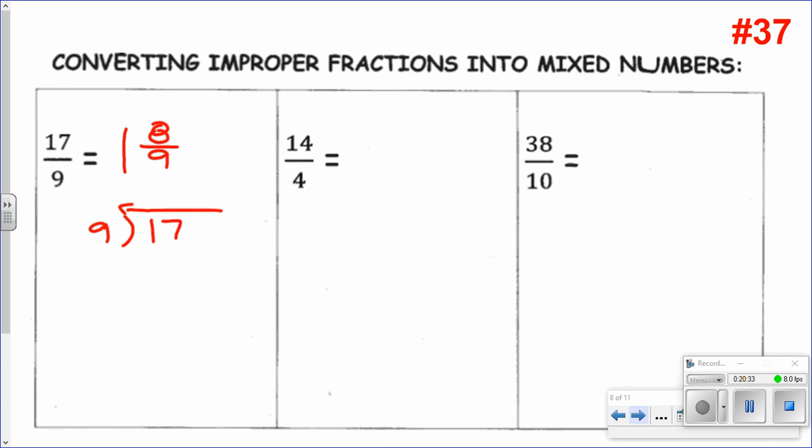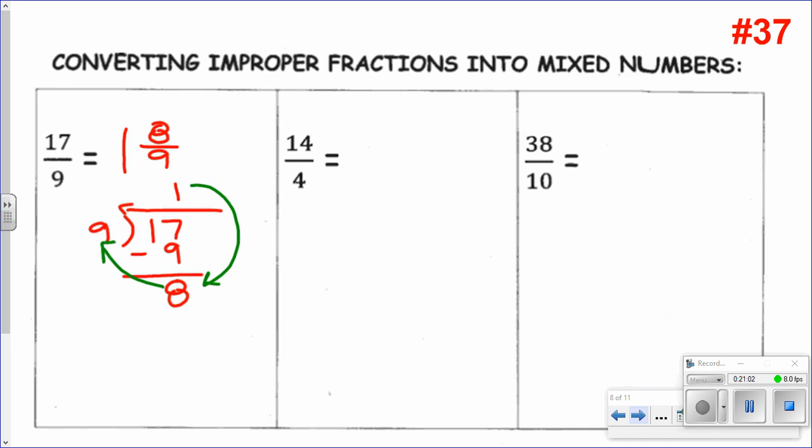All right, so how many times does 9 go into 17? 1. Okay. 1 times 9 is 9. We're going to subtract, and then we said that we had 8 left. Okay, so now here's our whole number, 1. That's the total even times that 9 goes into 17. Okay, and then the 8 is our numerator, and the 9 is our denominator.